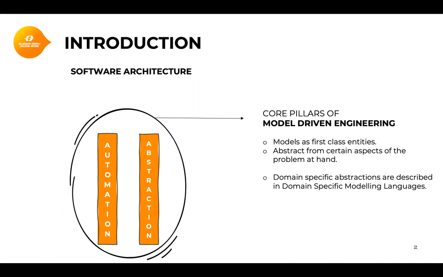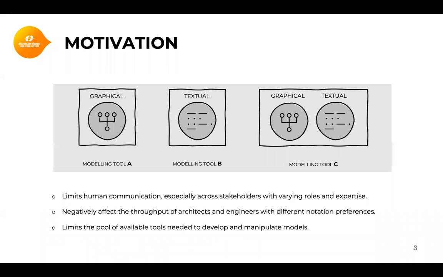The abstractions that are domain-specific are described in domain-specific modeling languages. Moreover, there are also general-purpose languages such as UML that allow describing domain-specific concepts through UML profiles. Now, of course, in order to model, we need modeling tools. But the modeling tools either support graphical notations, textual notations, or both of them, but in a mutually exclusive manner, meaning that you can use one or the other, but not both. However, this limits human communication, limits the pool of available tools that are needed, and negatively affects the throughput.